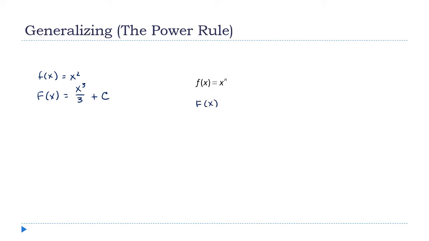So in my generalized version here, I'm going to increase the exponent by 1, and the denominator is equal to that exponent. So I'm going to divide by n plus 1. You notice how that is the exact opposite, algebraically, of what our derivative power rule says. Our derivative power rule says you decrease the exponent. Our integral power rule says you increase it. Our derivative power rule says you multiply by the exponent. Our integral power rule says you divide by it. And of course, remember, always plus a constant on the end.